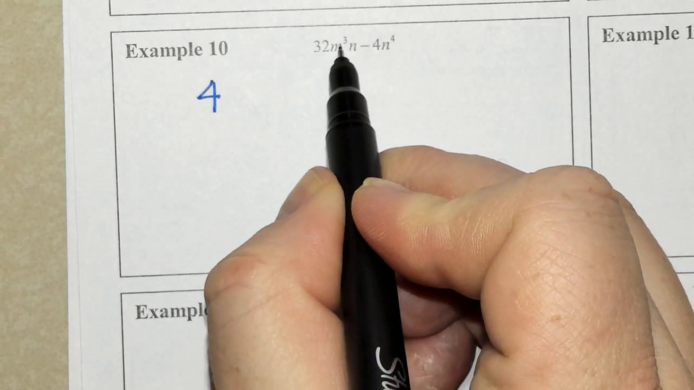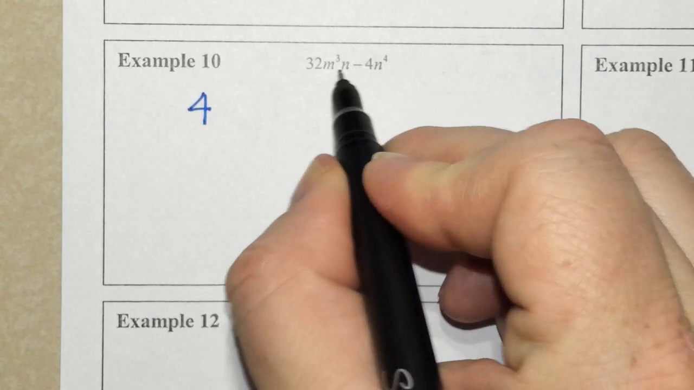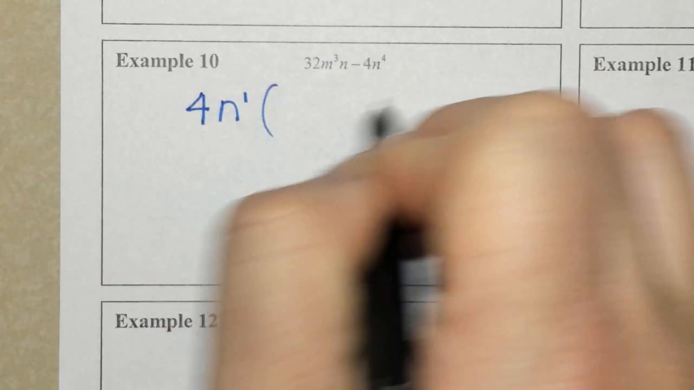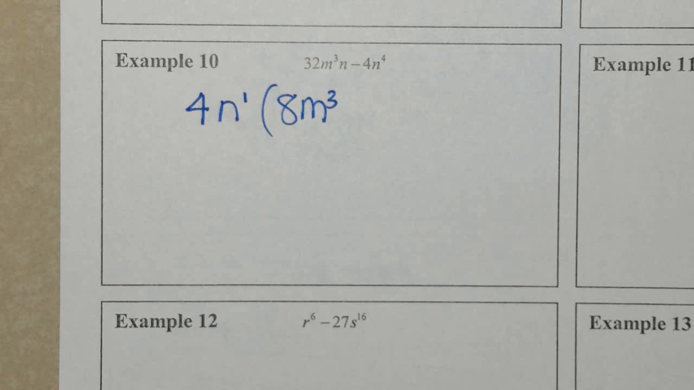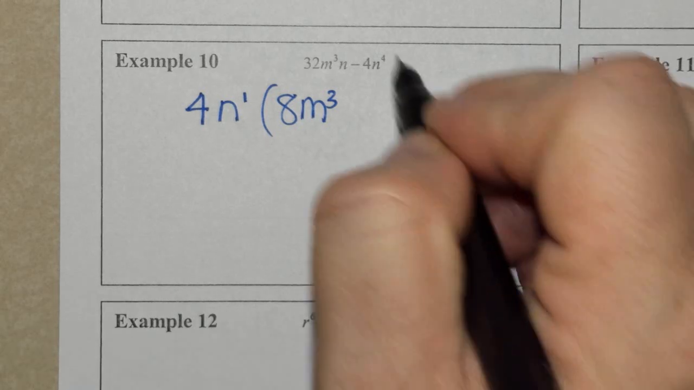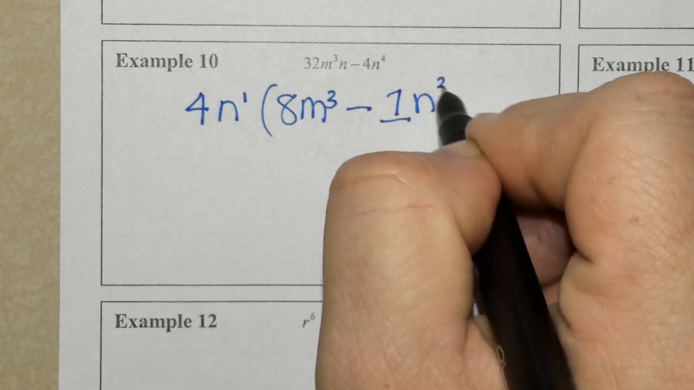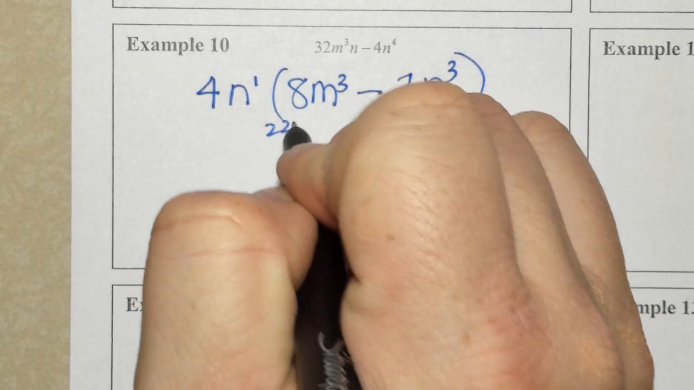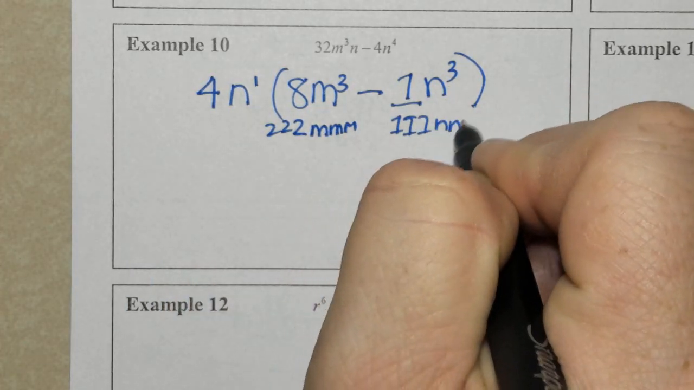Okay. So I have 3 m's, but they don't both contain an m, so I can't take m's out. But they do both contain n's. What's the most I can take out of the front and the back? 4 times 8 is 32. I need 3 m's, so I attach it, and 1 n, which I already have. Bring down the symbol. 4 times 1 is 4. I need 4 n's. I only have 1. Attach 3 more. Underneath the 8, we're going to do 2, 2, 2, m, m, m. Underneath the 1, 1, 1, 1, and n, n, n.